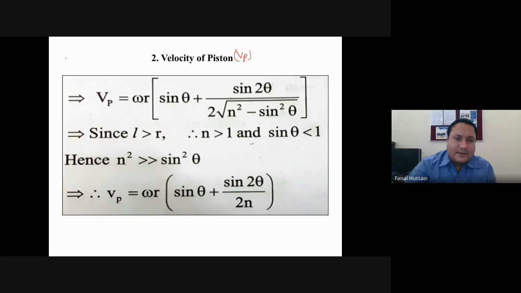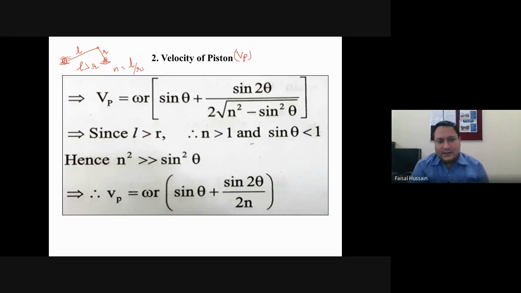or in a reciprocating steam engine mechanism, for example, this is your slider. In practical conditions, this is your crank and this is your L. You will always find that the length of the connecting rod is greater than the radius of the crank. And what is n? n is the ratio of L by R. Since L is always greater than R, the value of n will always be greater than 1, and it directly signifies that sine theta will be less than 1.